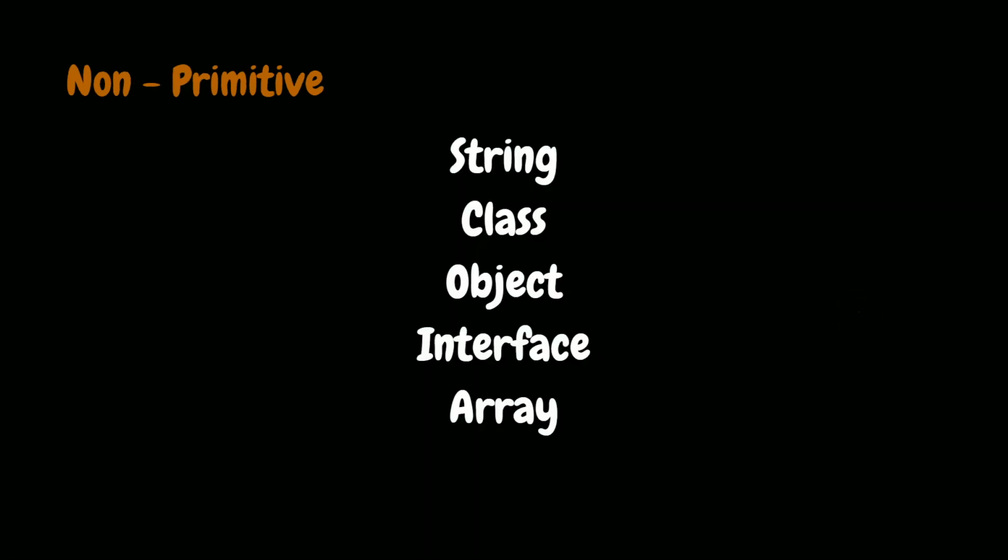And coming to the part of non-primitive data types, we have string, class, object, interface, array. All of this I'm going to cover in detail in the later upcoming videos of this series.